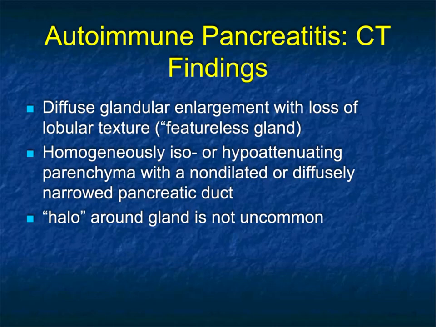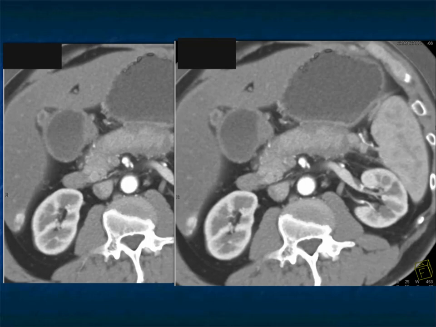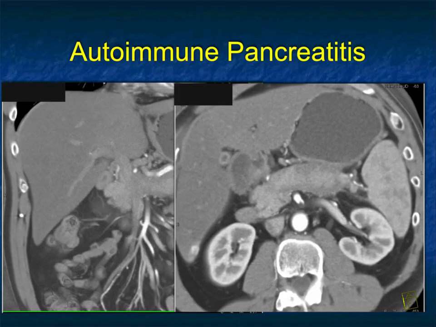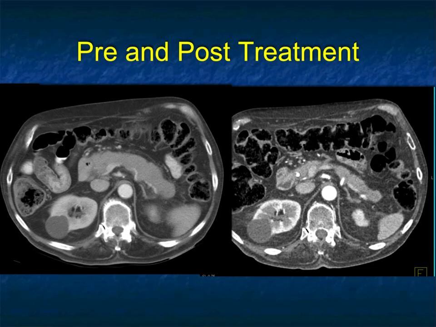Typical CT appearances is a featureless gland, homogeneous iso-hypoattenuating parenchyma with a non-dilated or diffusely narrowed pancreatic duct. You don't see that classic dilated duct as in pancreatic cancer, and this halo around the gland. So here you see the gland is enlarged, but it's like a sausage configuration. It kind of has that classic halo, very classic for autoimmune pancreatitis.